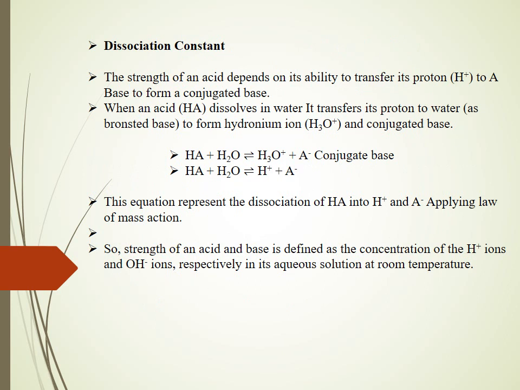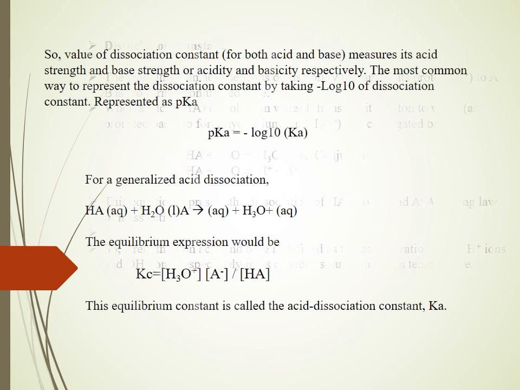Dissociation constant. The strength of an acid depends on its ability to transfer its proton H plus to a base to form a conjugate base. When an acid HA dissolves in water, it transfers its proton to water to form hydronium ion, that is H3O plus, and a conjugate base. This equation refers to the dissociation of HA into H plus and A minus, applying the law of mass action. The strength of an acid and base is defined as the concentration of H plus ions and OH minus ions respectively in aqueous solution at room temperature.